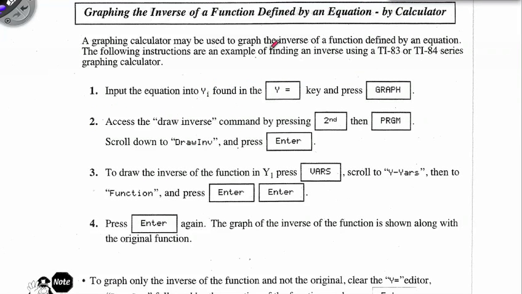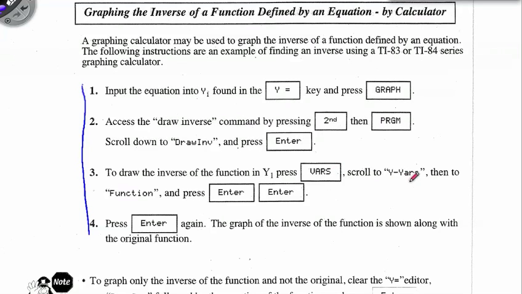Now, graphing the inverse of a function defined by an equation by calculator. These are the instructions here that show you how to do this on a calculator. Basically, you enter in your regular y equals your equation, press graph, you'll get the graph of that equation. To find the inverse, access the draw inverse command by pressing second and then program, scroll down to draw inverse and press enter.